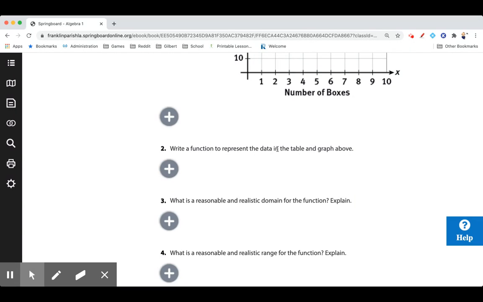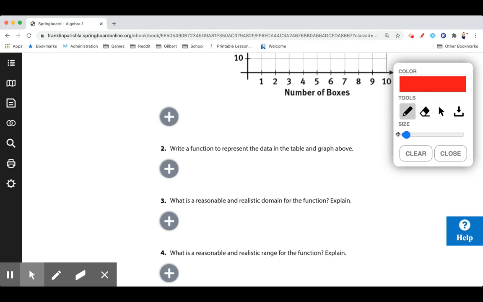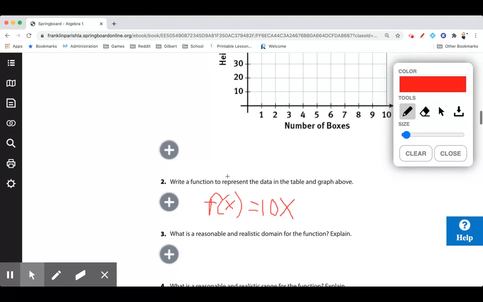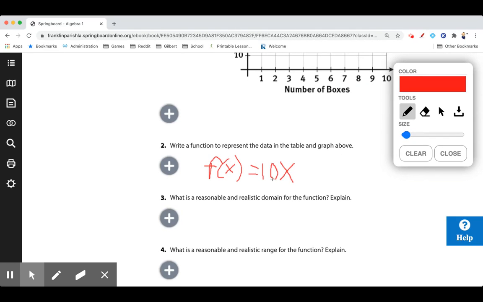Write the function to represent the data in the table, and that's in the graph above. Well, your function is going to be f of x. I know that clicking is loud when I'm using the mouse, but just bear with it. f of x is equal to, how many boxes are we doing? Well, that's what changes. That's our variable, x. How high is each box? 10 centimeters, 10x. Okay, our f of x is going to be how high, and the height is going to be equal to 10 times the number of boxes.